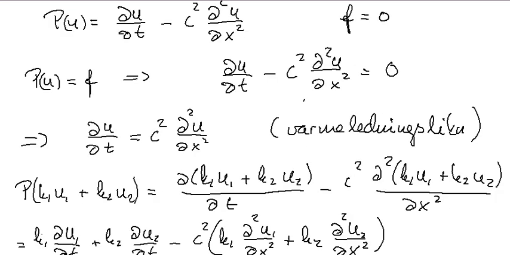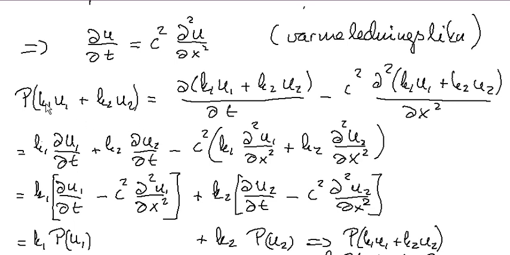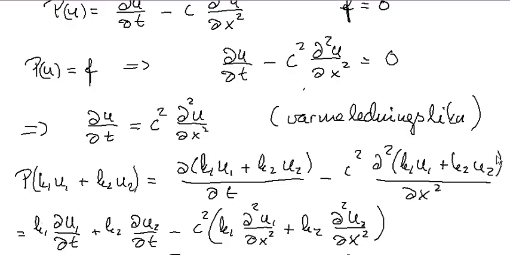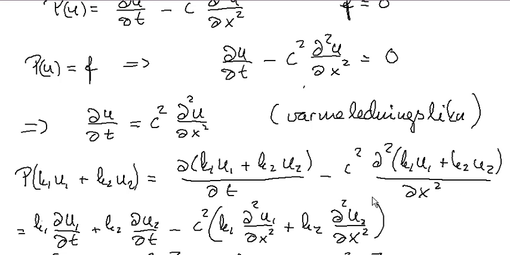Why is this operator linear? Well, it's rather simple, actually. We take P of this, and if we just replace in the expression for the operator, replace u by this, we obtain this expression. And since the first derivative is a linear operator, in fact, we obtain this is changed into this. And the second derivative with respect to x is certainly also a linear operator. So we obtain that this is equal to this.